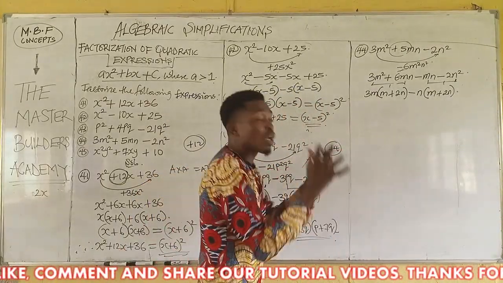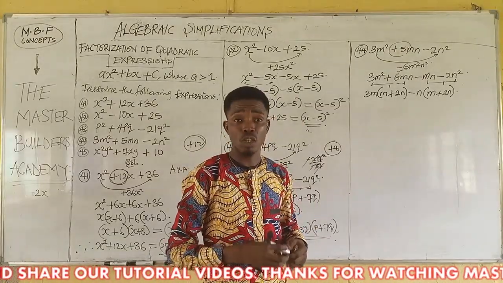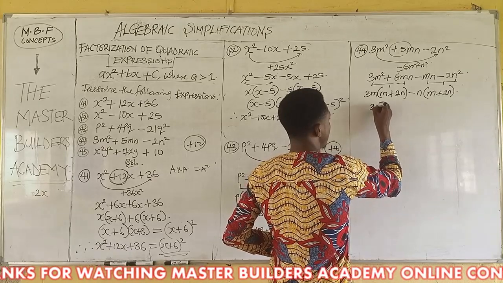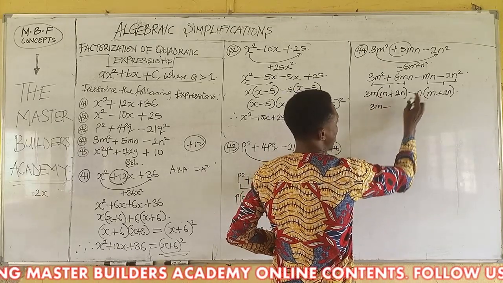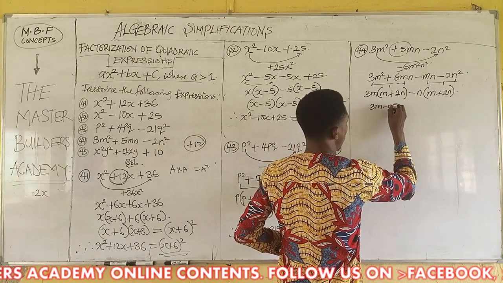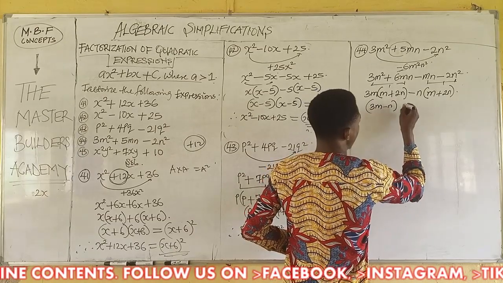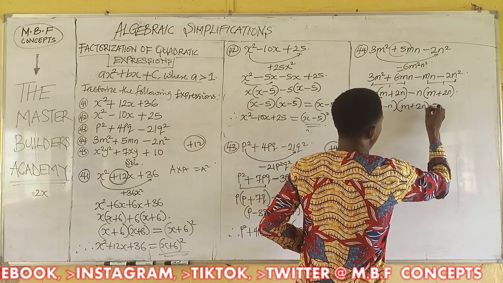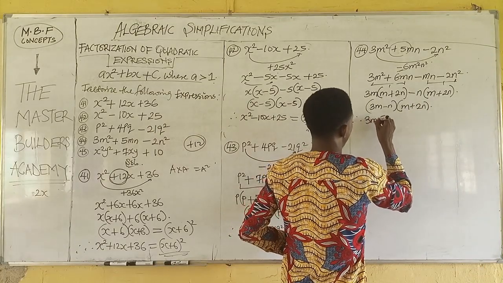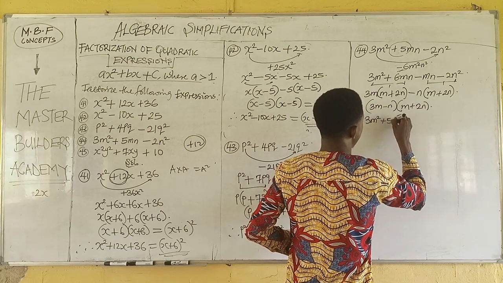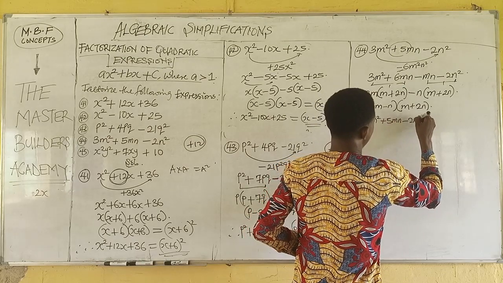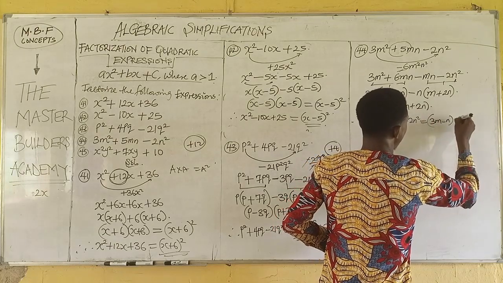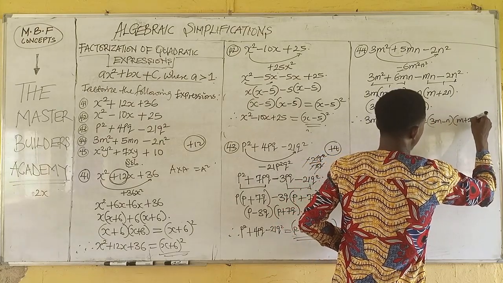Now the next thing we do is to quickly collate the multiplication factors, which are the factors outside the bracket. The first term there now is 3m, which is this, and the next one now is minus n. And that will form for us one bracket. Then pick one of the equal brackets, which is m plus 2n. Therefore, 3m squared plus 5mn minus 2n squared is equal to 3m minus n into m plus 2n.